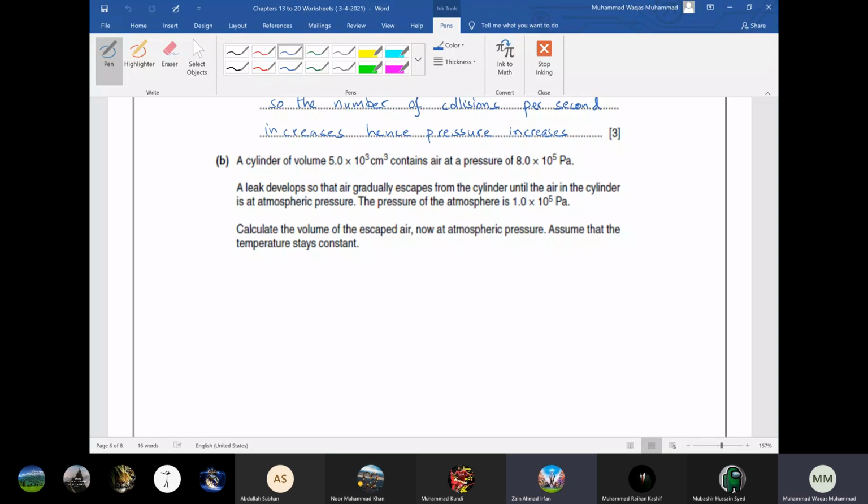Okay, and then we are given the pressure of the air. So we are given at an instant that this is the volume and this is the pressure. So we can say P1 V1 are given, and then, beta, a leak develops. So, beta, air gradually escapes from the cylinder until the air in the cylinder is at atmospheric pressure. And that means, when there is a leak in the cylinder.